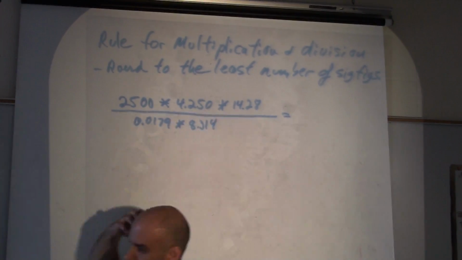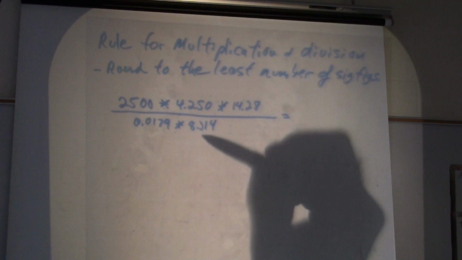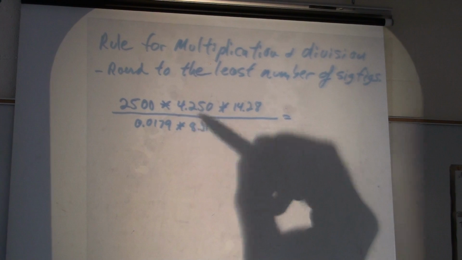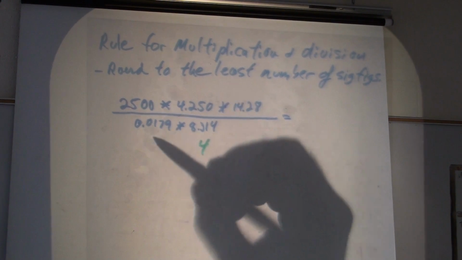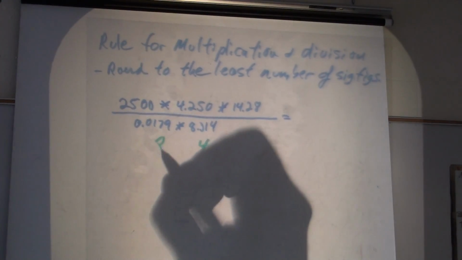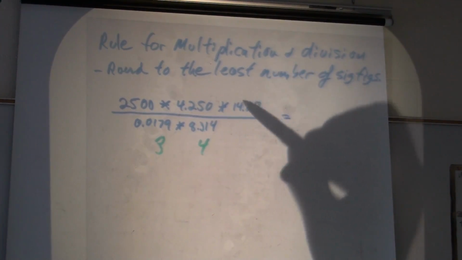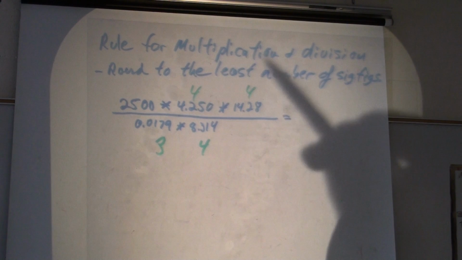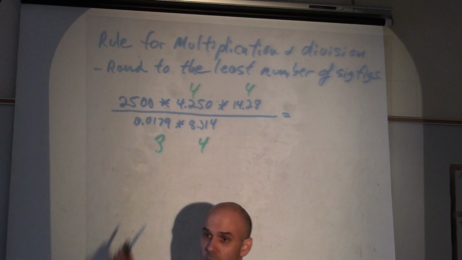So for multiplication and division, we don't care about the guess, we care more about how many total sig figs there are in each number. So let's just start on the bottom. How many sig figs are in that number there? The 8.314. Four. Okay, how many sig figs are in this number? Three. How many sig figs are in this number? Four. And how about in this one? Four. And the first number, there are only two. Those zeros are placeholders.